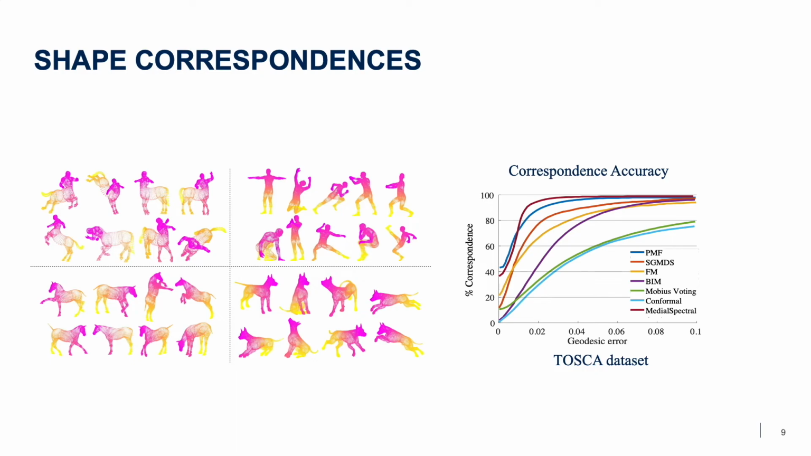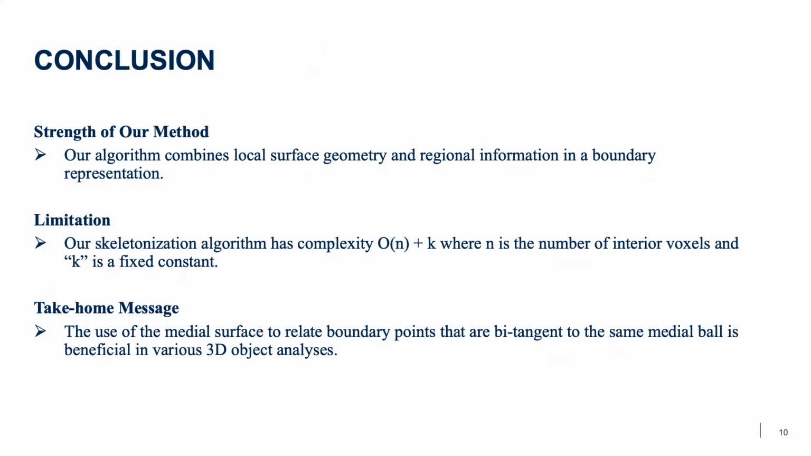To find point correspondences, we use an existing technique to reorder and align spectral coordinates. After reordering and aligning the spectra, two points that are closest in the embedded representations can be treated as corresponding points across the two objects. The results show the advantage of using medially driven spectral coordinates when compared to the best conformal model that we could find. To conclude, our method combines local surface geometry and regional information in a boundary representation.